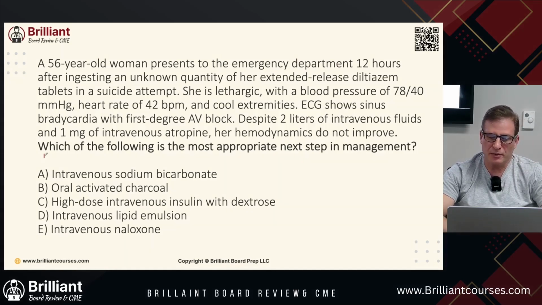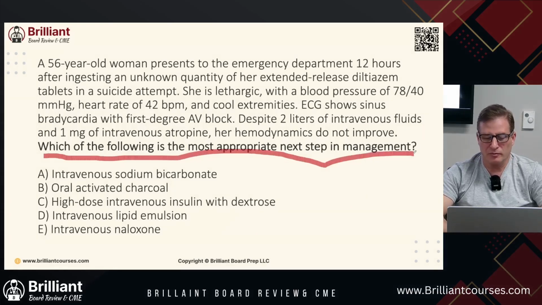Is this going to be fair? Probably not. Which of the following is the most appropriate next step? We'll take a next step. Well, this looks very similar to the other one. Is it not? Okay.